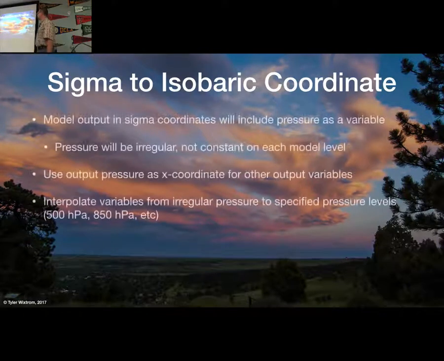All right, sigma to isobaric. Basically, when you get data out in sigma coordinates, you're going to have pressure as one of your variables, but it's not going to be constant horizontally. It'll change as the model level follows the terrain and goes up and down. So what we're going to do is use that as an x-coordinate of what the data currently is and interpolate to a common set pressure level, such as that 500 hectopascal surface.